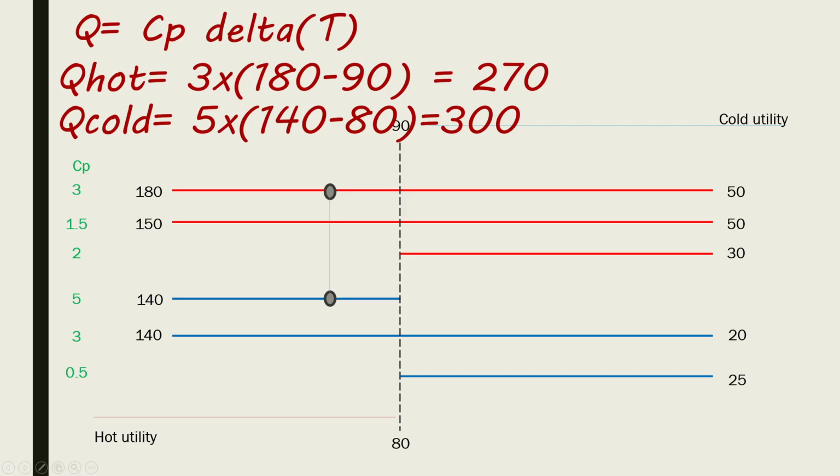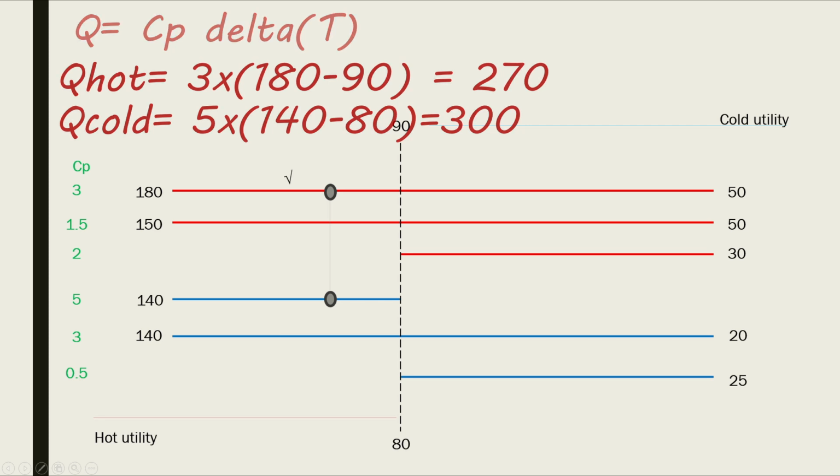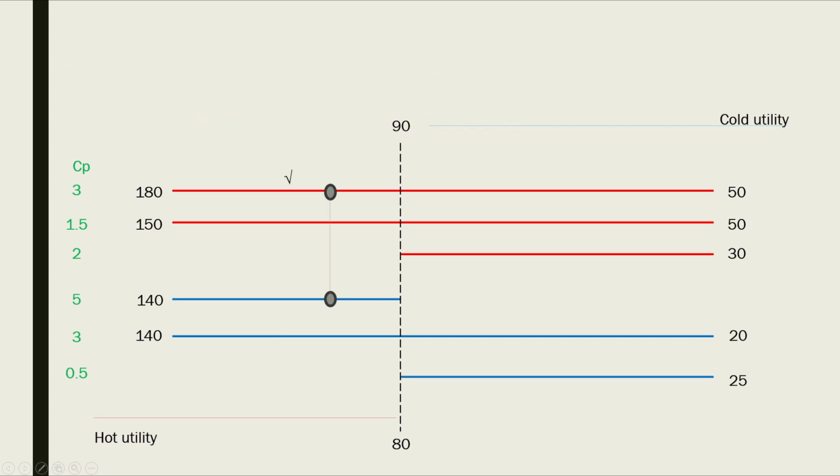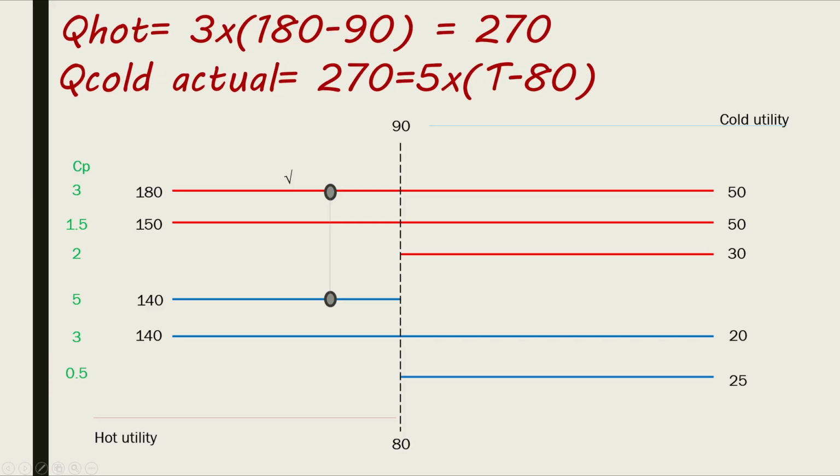So the hot stream will lose all the heat load and its temperature is going to be reduced from 180 down to 90. And the cold stream is going to get only 270 kilowatt. Now we need to know the final temperature of the cold stream. And as we said, we're going to keep the pinch temperature and calculate the other temperature. So we are going to write 270 equals 5 multiplied by T minus 80. This gives us 134.